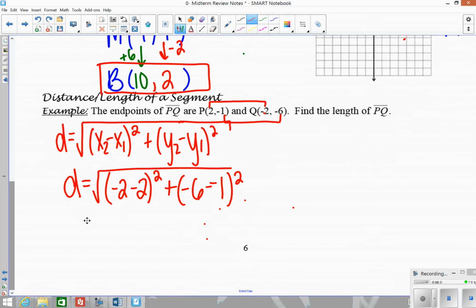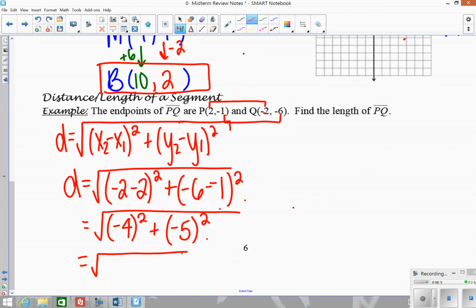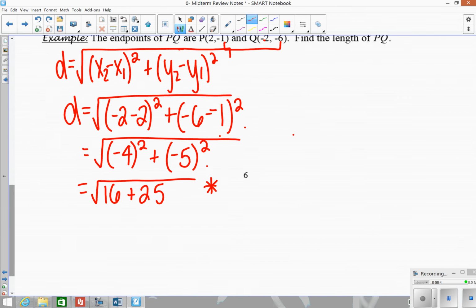And simplify this. I'm simplifying parentheses first, so I get negative 4 when I subtract those. Here, this is going to become plus, so it's going to be negative 6 plus 1, so it's going to be negative 5. I'm squaring negatives. Whenever you square a negative, you're going to get a positive. So when I square negative 4, I get 16. When I square negative 5, I get 25. At this stage, you should only have positive numbers. You should never have negatives once you've squared the numbers.